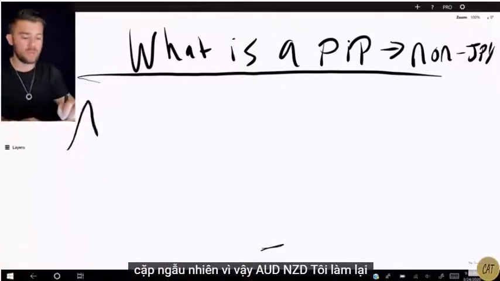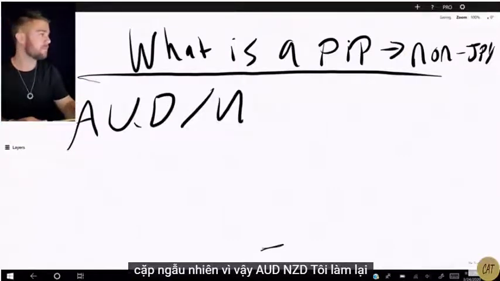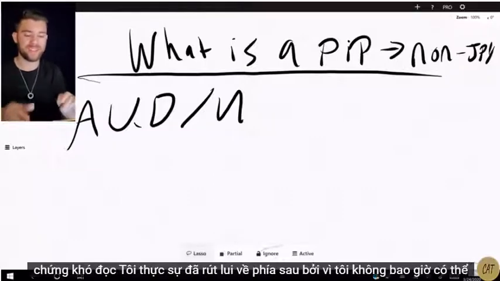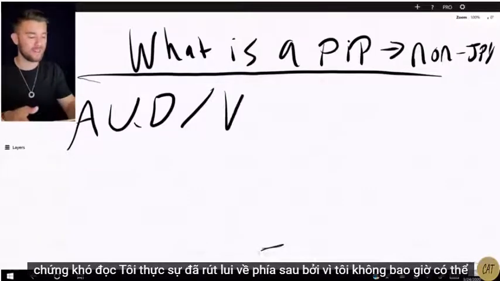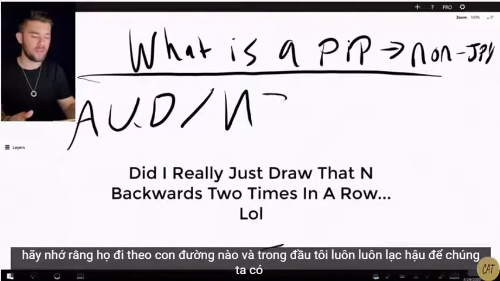So AUD, NZD. I do my N's backward. I'm slightly dyslexic. I literally just drew an N backwards because I cannot ever remember which way they go, and in my head it's always backwards.